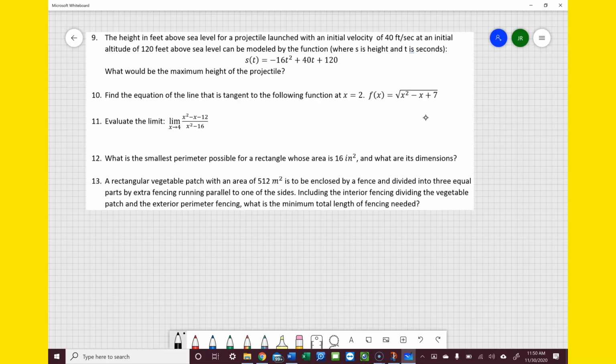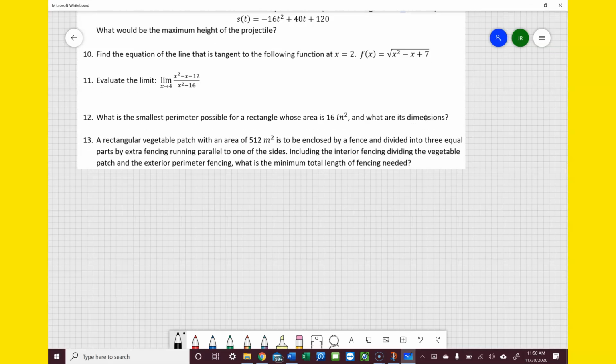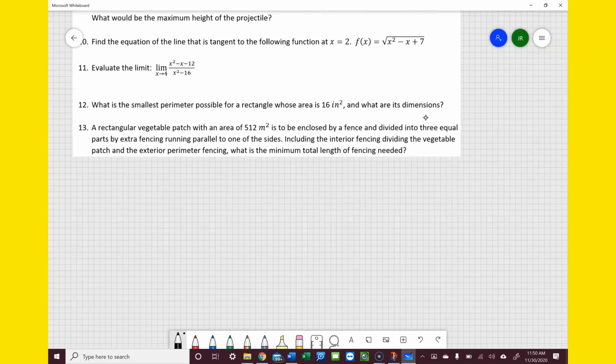All right, number 12, what is the smallest possible perimeter for a rectangle whose area is 16 inches squared, and what are its dimensions?